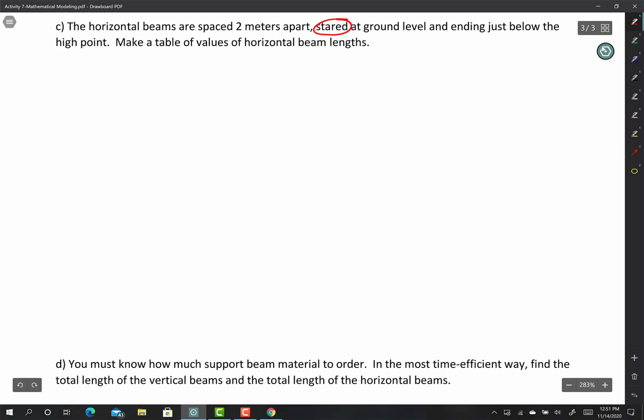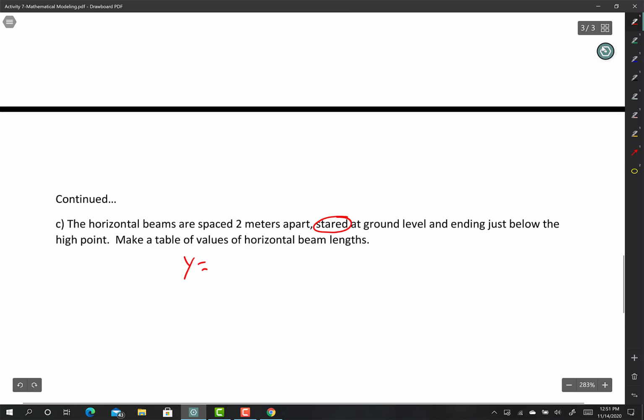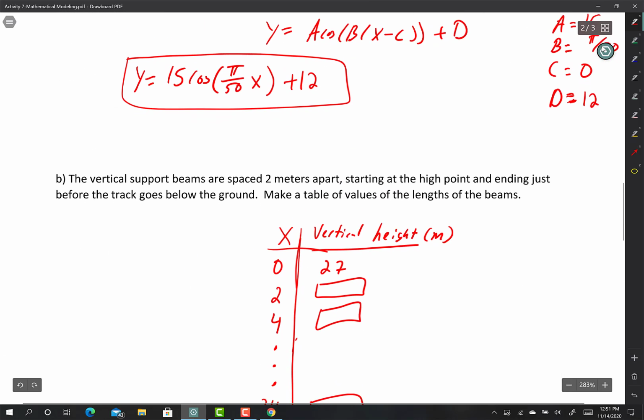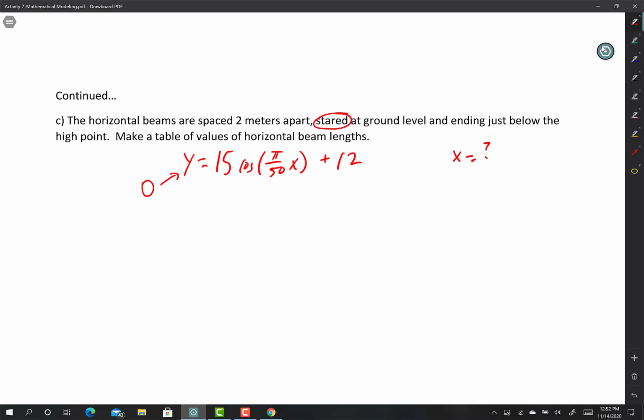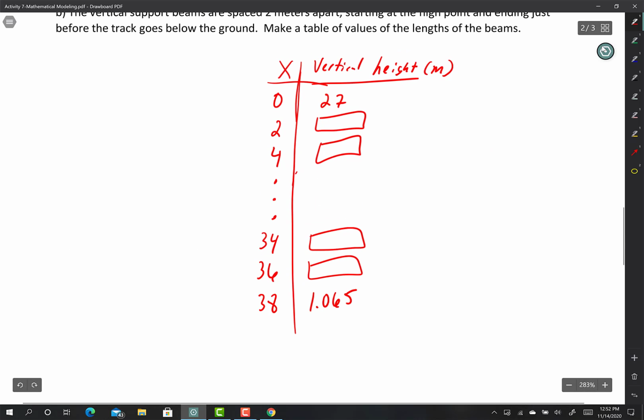Let me go ahead and write my equation again. y equals 15 cosine of pi over 50 x plus 12. So now we're doing this, guys. When I plug in a 0 in here, I want to get that x value. What is x? And when I plug in a 2, when I plug in a 4, I want to find all those values. So essentially, it's like the inverse, right?